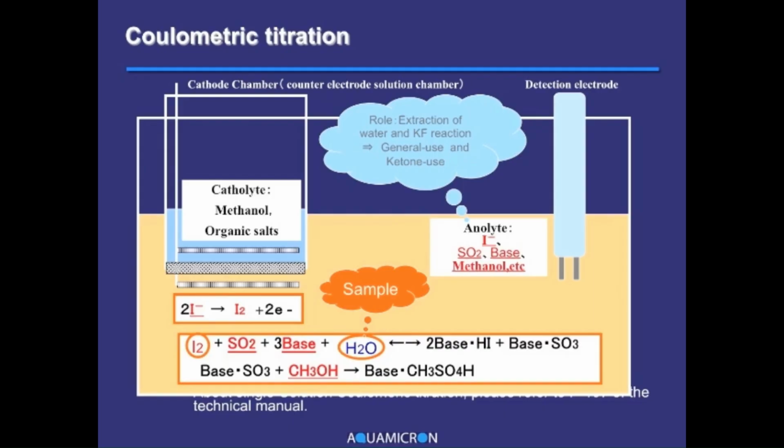Regarding the roles of the anode solutions, these solutions dissolve the injected samples and extract the water from inside the samples, but also work as a Karl Fischer reaction medium. There are many kinds of dehydrating solvents for volumetric titration in order to correspond to various kinds of sample characteristics. For coulometric titration, on the other hand, we provide basically only 2 kinds of anode solutions. One is for general use, and the other is for ketones. This difference of solvent variations leads to differences in applicability between these 2 titration methods, depending on the characteristics of the samples.